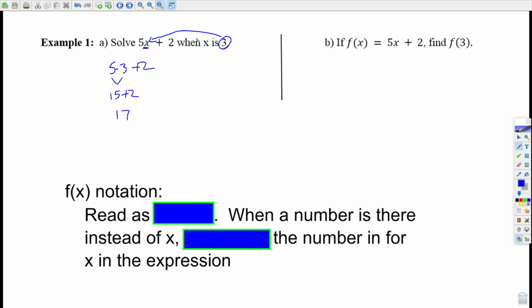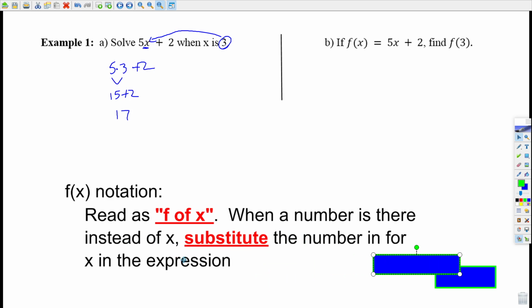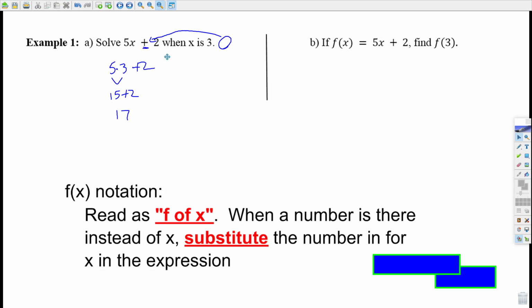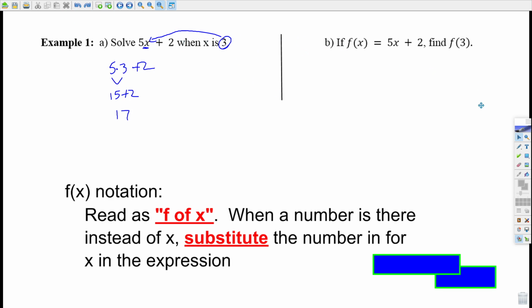Now, if we look at that and compare it to part B, we have some kind of new notation here. Hopefully you know how to read this. You do not read this by saying f times x. It's not multiplication here. It's a different form. It's called function notation. And the way you read that is f of x. When a number is there instead of x, we substitute the number in for x in the expression. So it may look different in part B, but it actually does the exact same thing as part A. It's just substitution.